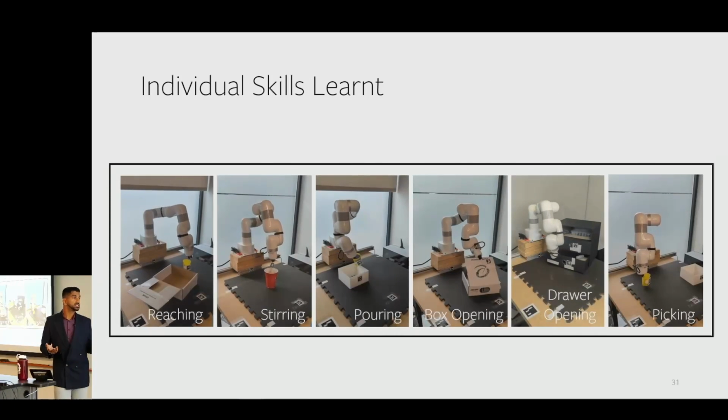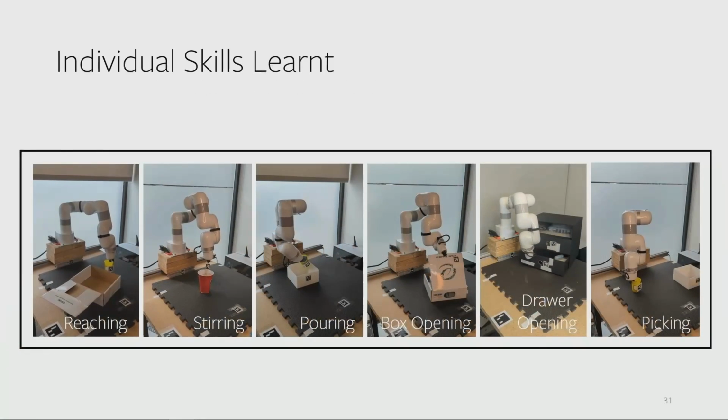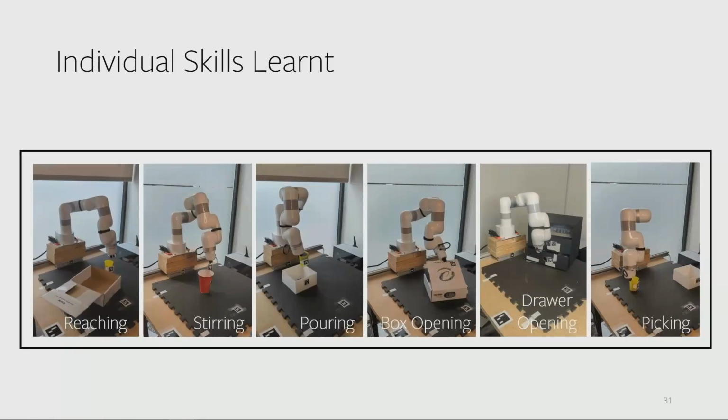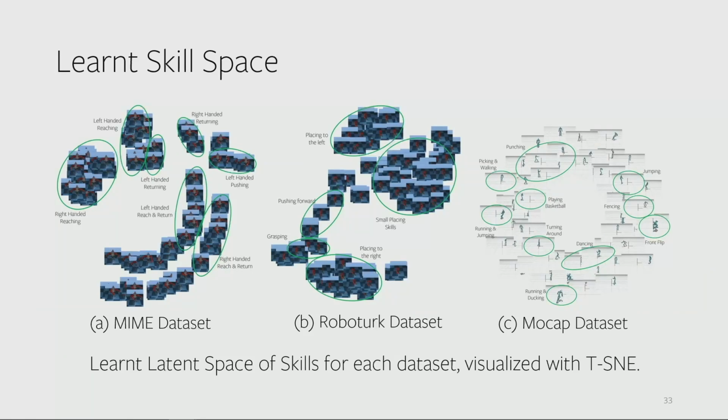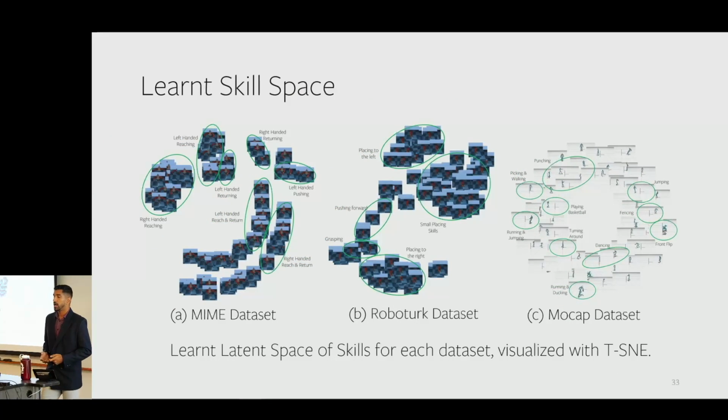Here are some of the skills that we were able to learn using this framework. So you see things like stirring and pouring and box opening and so forth. But more interestingly, the thing that I'd like you to remember from this part of the talk is that we were able to come up with these ideas of a learned skill space, where each point in each of these skill spaces represents a unique skill that the robot can execute. And we were able to learn these skill spaces across a variety of different domains in an unsupervised manner.